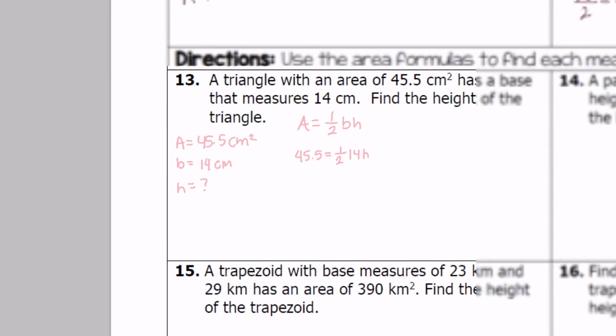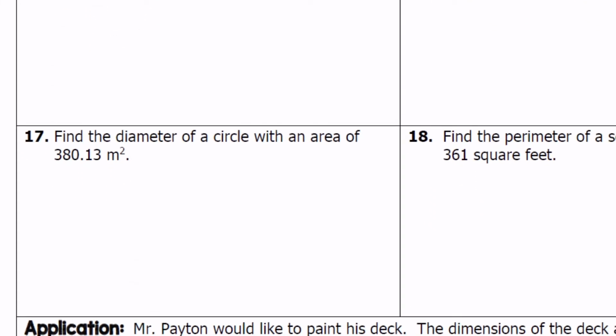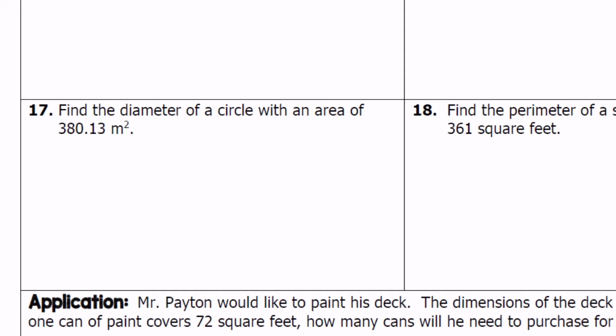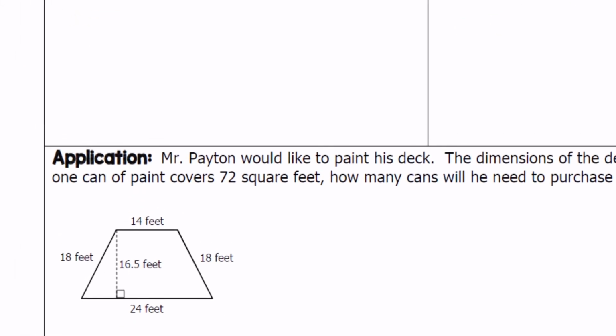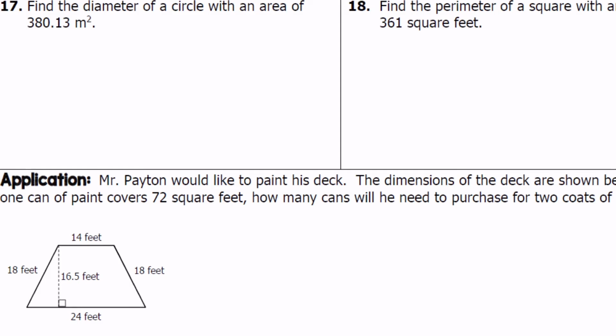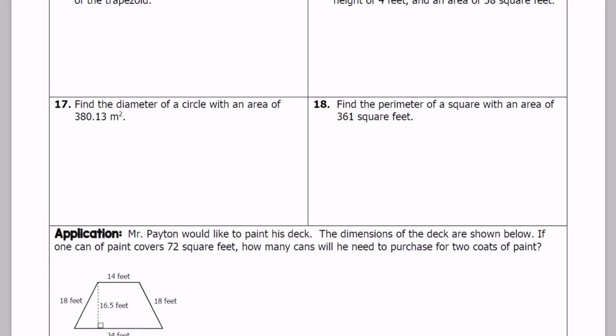I want to look at just 17 and 18. Pay attention to what it's asking you for. You may have to go a step further. And then the application problem, I want you to go ahead and try this one. So the dimensions of the deck are shown down here. If 1 can of paint covers 72 square feet, we want to find out how many cans we'll need to purchase to coat it twice, for 2 coats of paint.